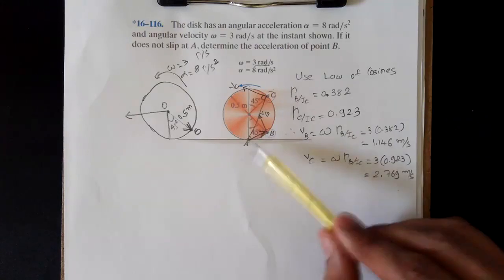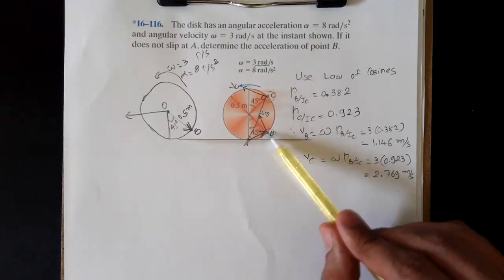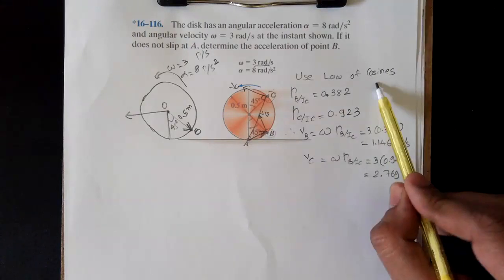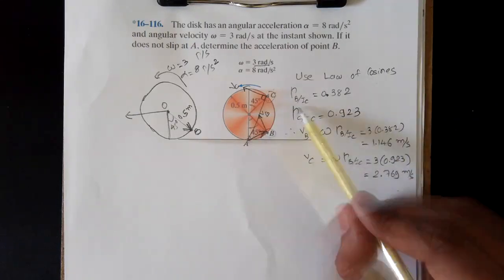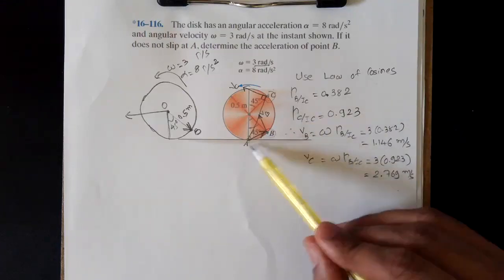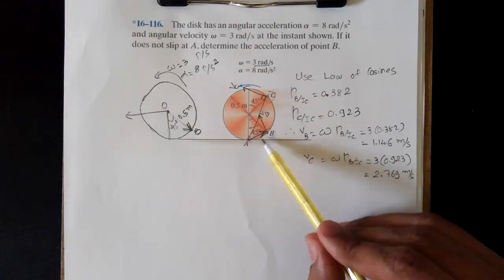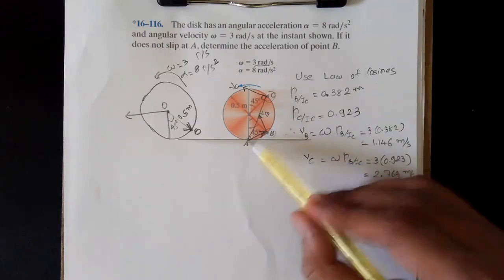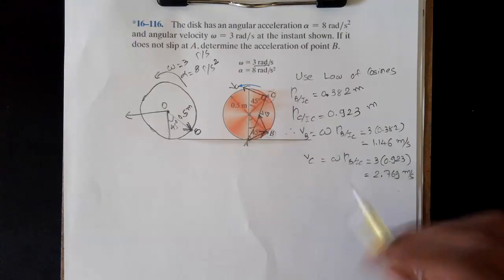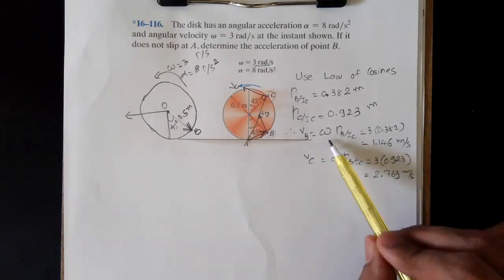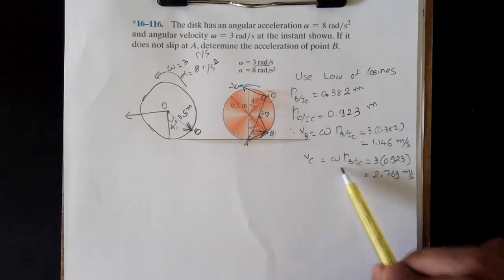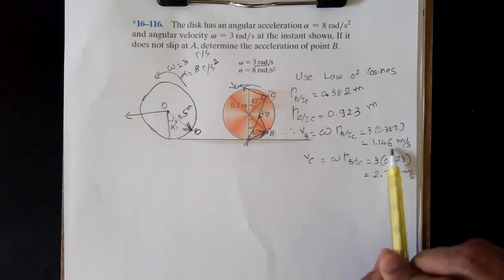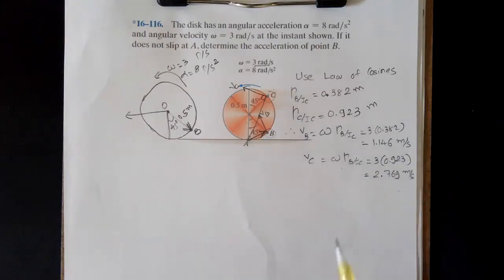I told you that the first part you need to do is calculate the distance from A to B and the distance from A to C, and you can do that using the law of cosines. A is the instantaneous center, so you will get the distance from A to B as 0.382 meters, and the distance from A to C as 0.923 meters. From that you can calculate the velocity of B: just multiply the distance with omega, and for velocity of C, again multiply this distance with omega. You will get the answers as 1.14 meters per second and 2.76 meters per second respectively.